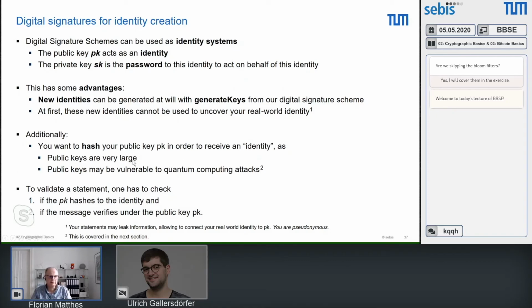So again, the trick is to validate that you are the owner of this public identity. You have to use your private key and do some message validation, so that you can really prove this is you.